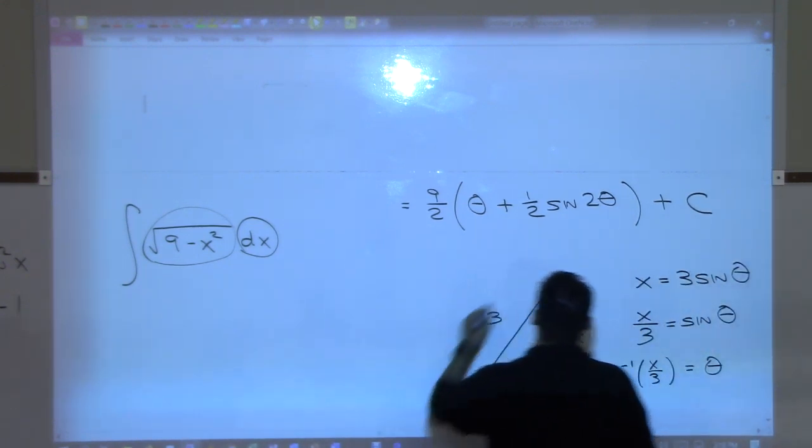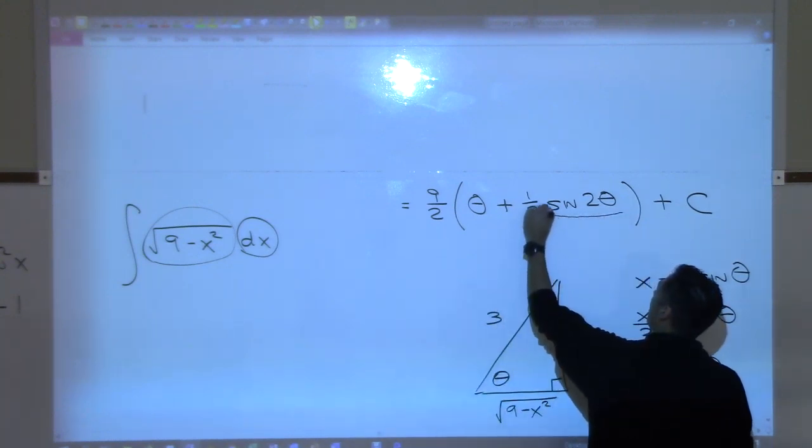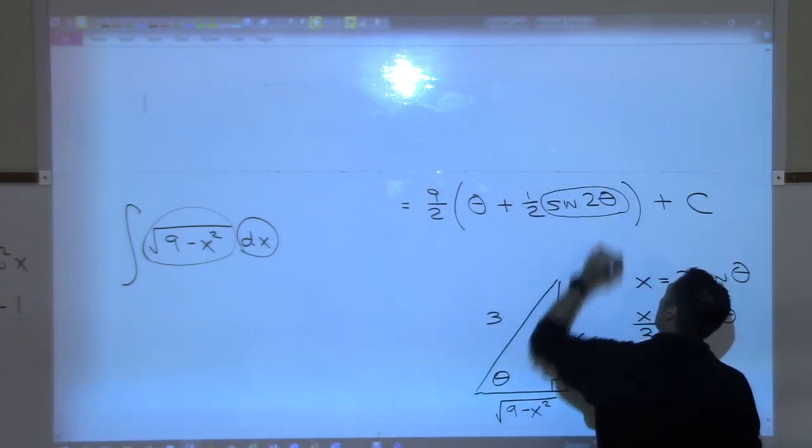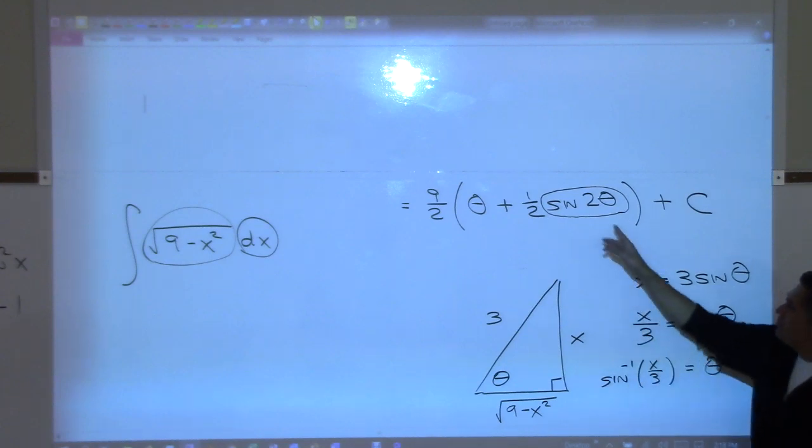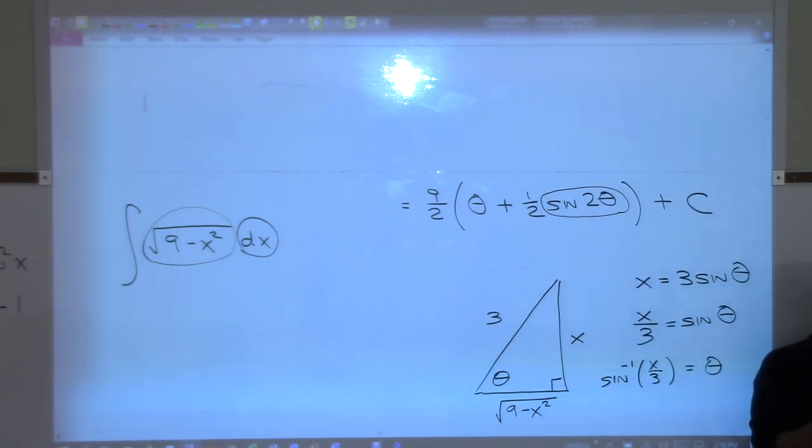Now what about this? This is the problem piece right here. The problem is that this is saying we need to know what sine of 2 theta is, right? We know what sine of theta is, not 2 theta. And you are not allowed to just stick a 2 in here or multiply a 2 and distribute it through. Those aren't the same thing.